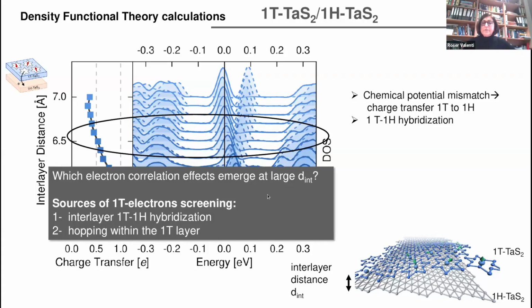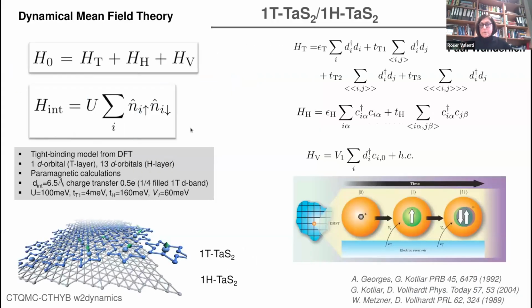So on the one hand, of course, we will have effects of interlayer 1T, 1H hybridization, but because we are starting to have only partial occupation of the 1T, we can also expect screening effects coming from the hopping, basically the charge fluctuations within the 1T layer. So let me show you what we did with dynamical mean field theory.